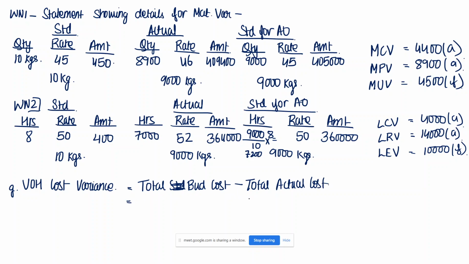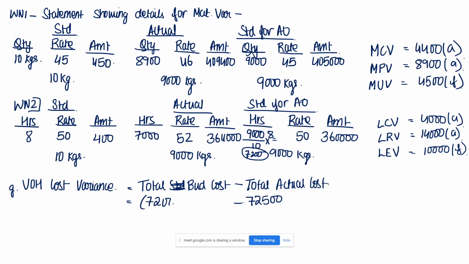Actual cost is given to us. How much is it? 72,500. Total budgeted cost for the actual. Now, if you see here, variable overhead is 8 hours at 10 rupees. Agreed? So that means variable overhead is varying on the basis of hours. Yes or no? How many actual, what is the standard hours?